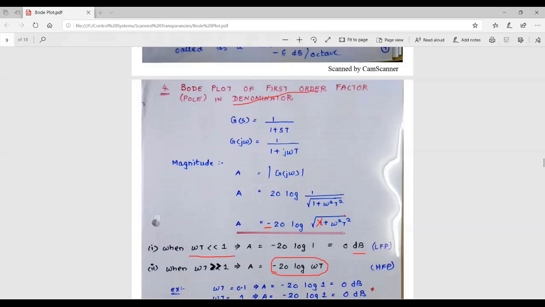Okay. Now this is the formula that we will use for a first order factor in the denominator. Now what the significance is: suppose omega t is less than 1. When omega t is less than 1, the magnitude is 0 dB. That means this particular factor doesn't contribute when omega t is less than 1. This factor will contribute when omega t is greater than 1. Okay. Now, see the example.